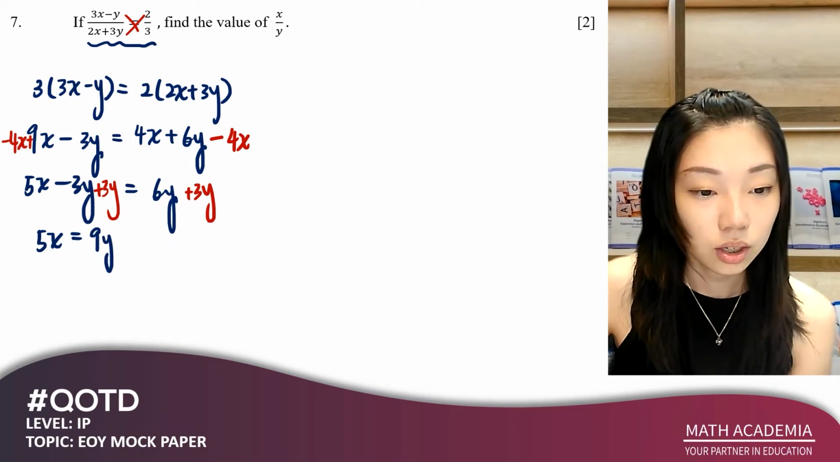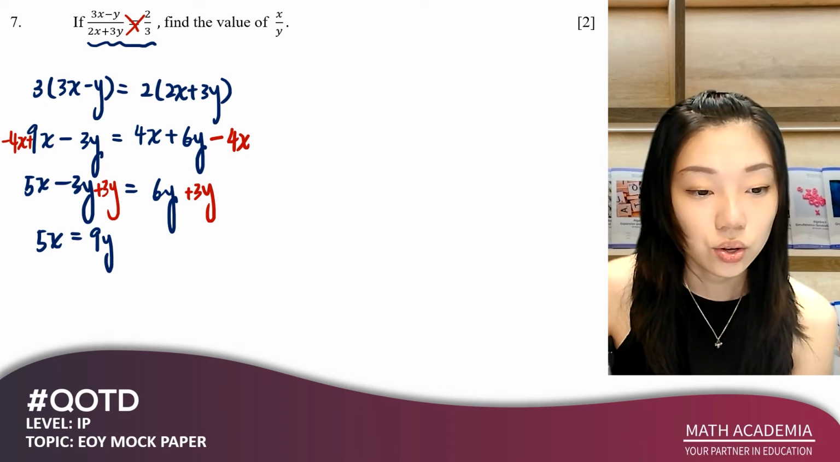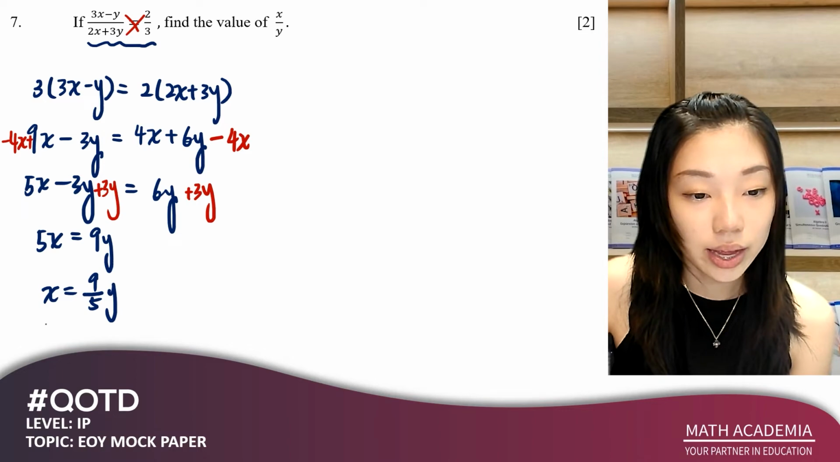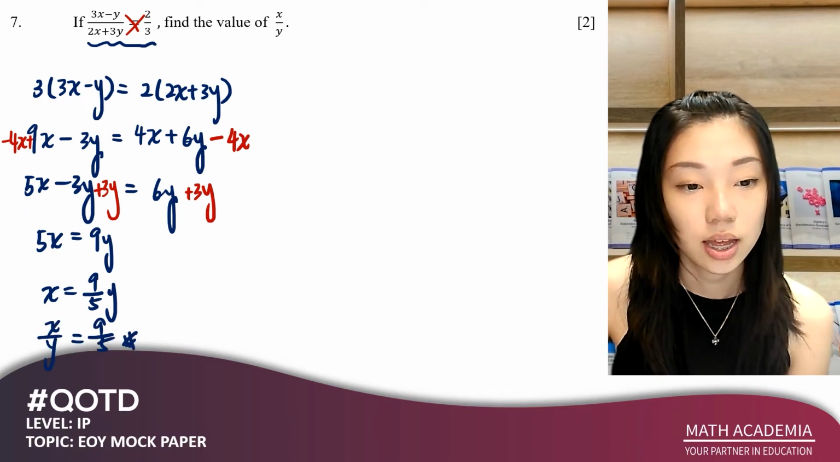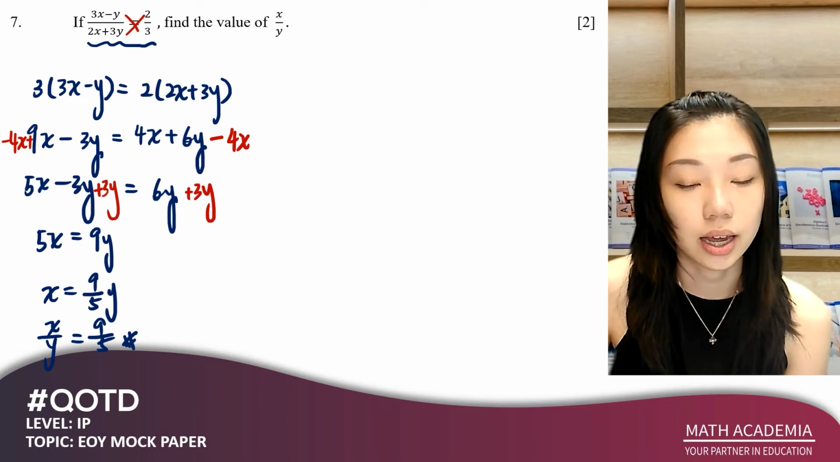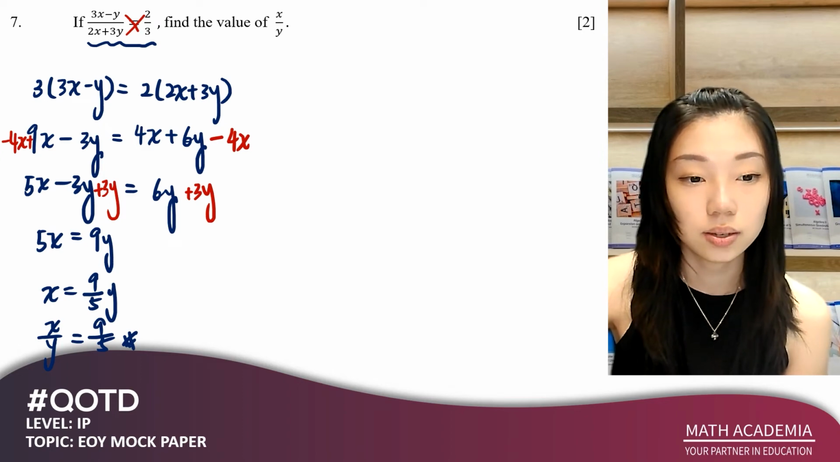Okay, so can I find x over y? I could. So x would equal to 9 over 5 y. So x over y would equal to 9 over 5, which is the answer for question 7. Okay, x over y is 9 over 5. Alright, let's move on to question 8.